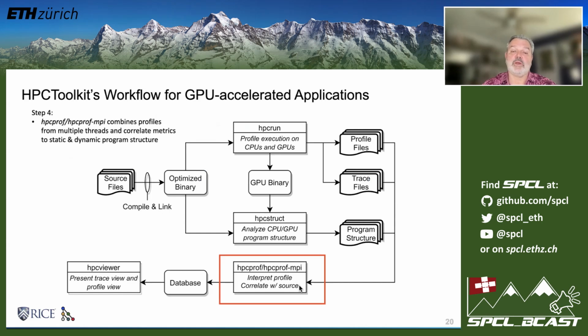The next thing we do is we have a tool, HPCProf and HPCProf MPI, and what they do is they combine this program structure information, which maps machine code addresses to source code constructs, with the measurement data, the profiles, and the trace files, to map the measurements back to the source code.